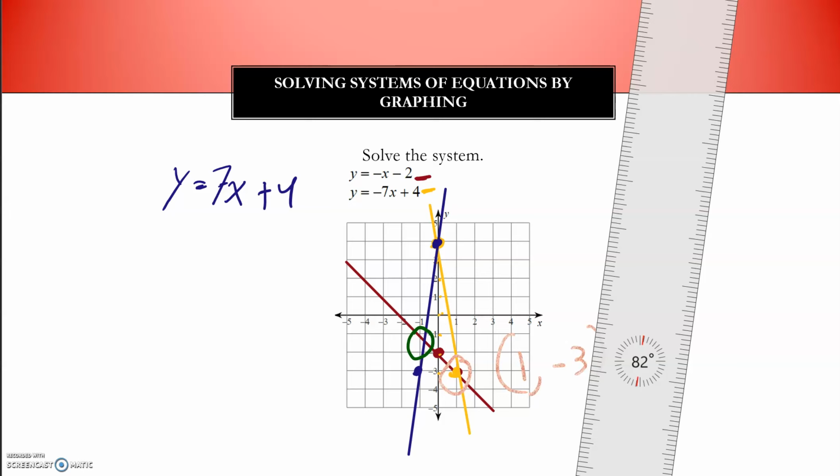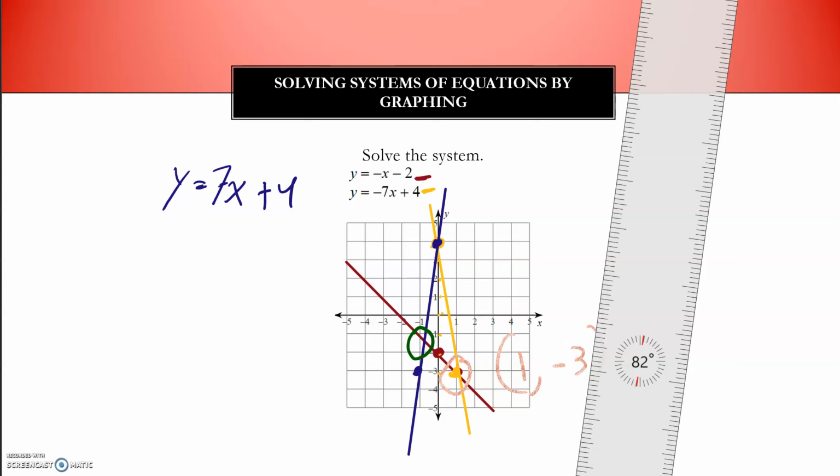The reason I bring this up: see the gold and the yellow, or the gold and the red. Gold and yellow are the same color. Those two crossed at an easily identifiable point, at the corner of one of those squares in the graph. I was able to say the x was 1 and the y was -3. The blue and the red have not crossed at a nice point.